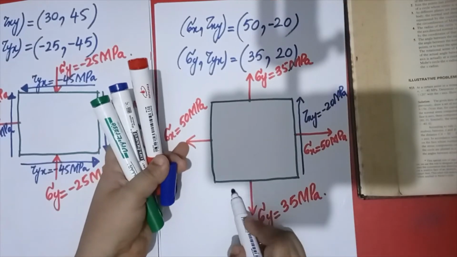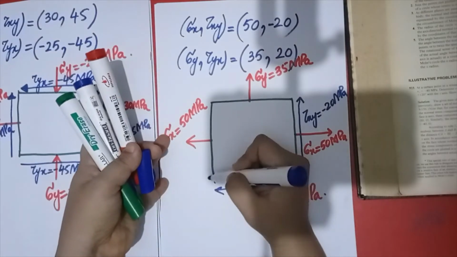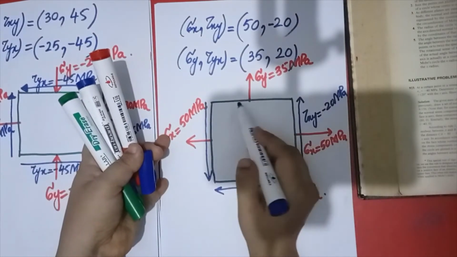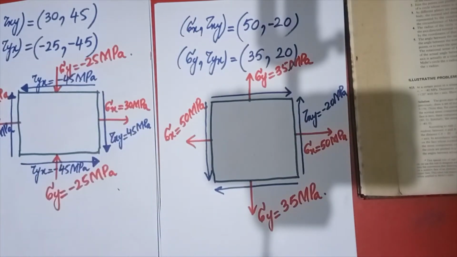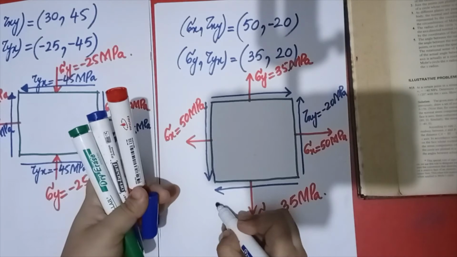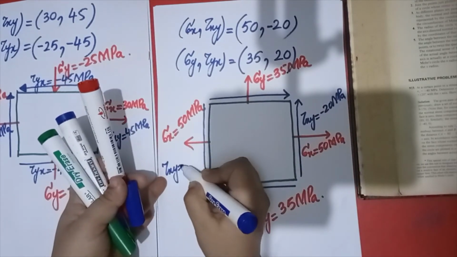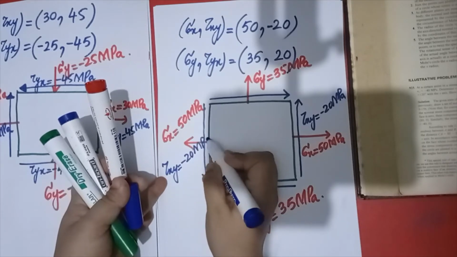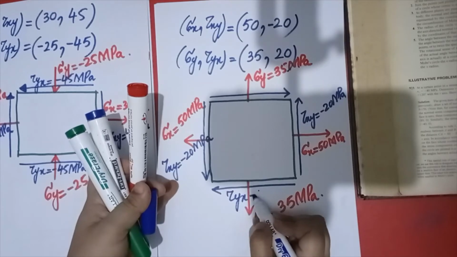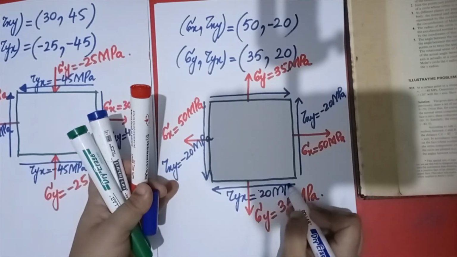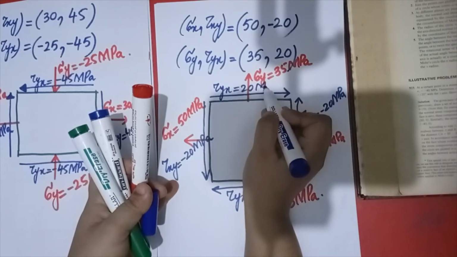Now I can draw it easily. It is tail, so it should be tail. If it is head, so this should be head. This one is also head. Now what we have to do, tau xy equals to minus 20 MPa. And this is tau yx, so this one tau yx is equal to 20 MPa positive. Tau yx equals to 20 MPa.